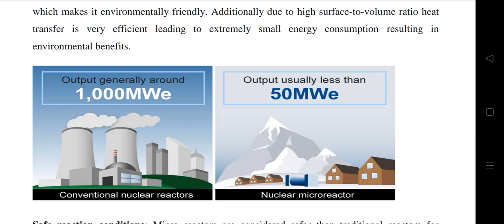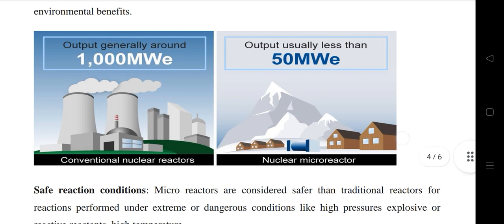If we compare the conventional nuclear reactors and nuclear microreactors, output is generally around 1000 megawatt for conventional ones and 50 megawatt for microreactors, but it consumes a very small amount of energy and produces a very small amount of waste.